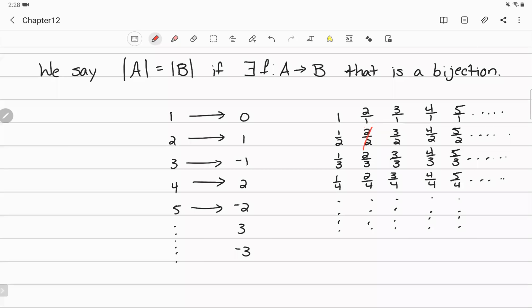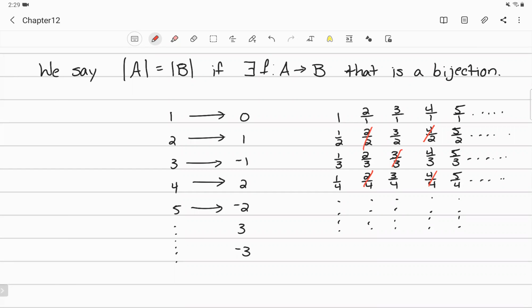So like 2/2, 3/3, 4/4, those are repeats of 1. What other repeats do I have here? 2/4 is a repeat of 1/2. Anything else that simplifies? 4/2 is a repeat of 2. I think that's it. But you'd have repeats all the way through, right?